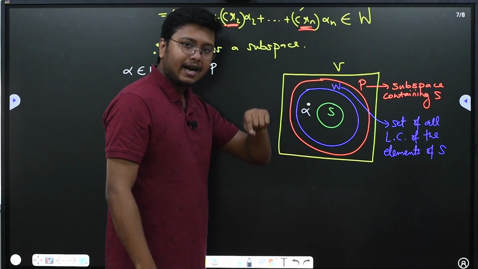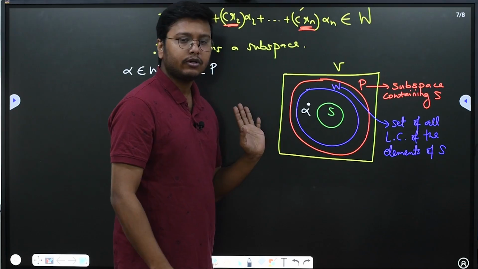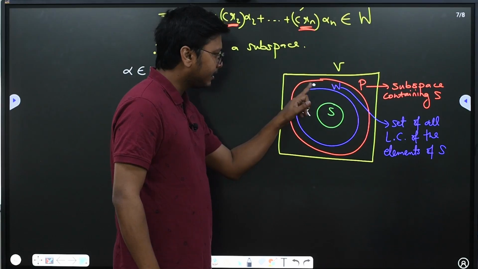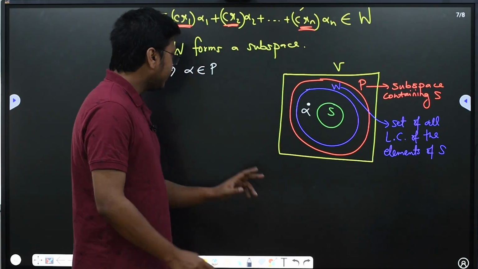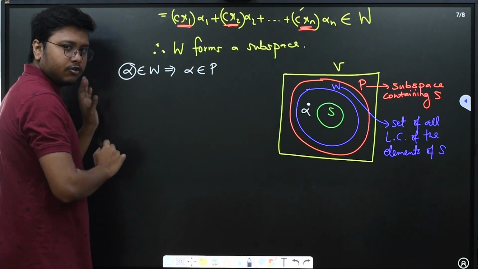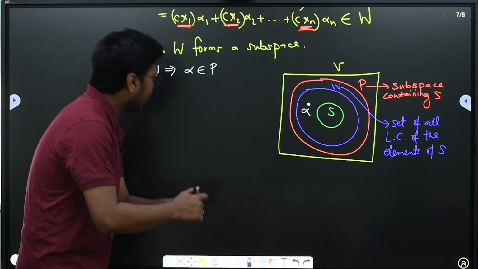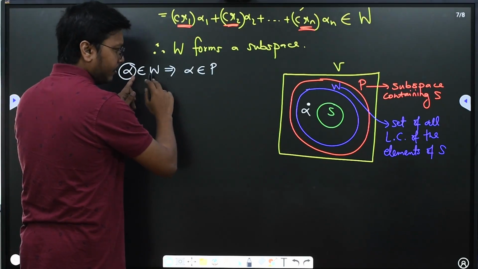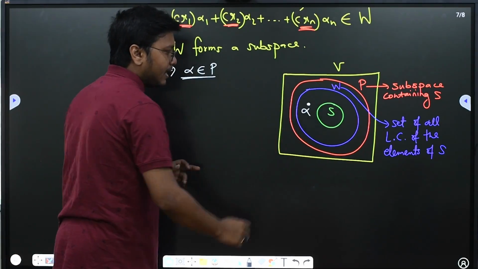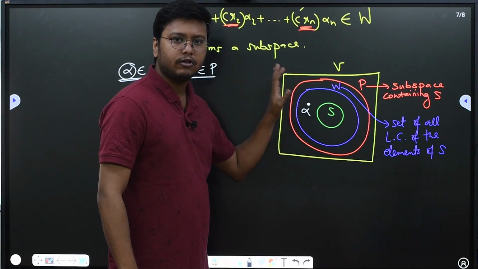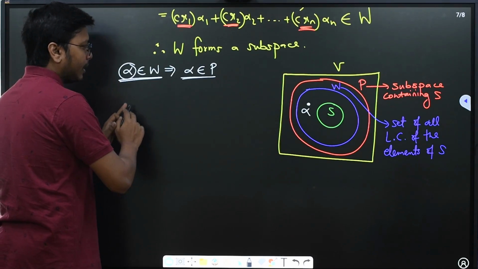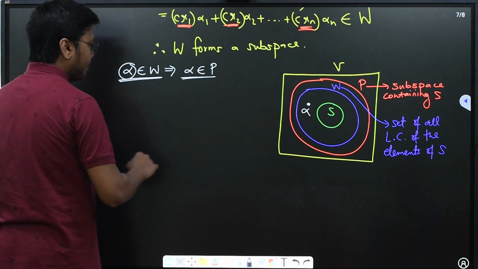That means if I take any random element from P, it may not belong to W, because that element might lie somewhere over here. It is in the set P, but it is not in the set W. So if I am able to establish this for any arbitrarily chosen alpha, whenever I choose an element alpha from the set W, and if that automatically belongs to the set P, then this kind of a thing would be established. So let's try to show that alpha taken from W would imply alpha belongs to P.